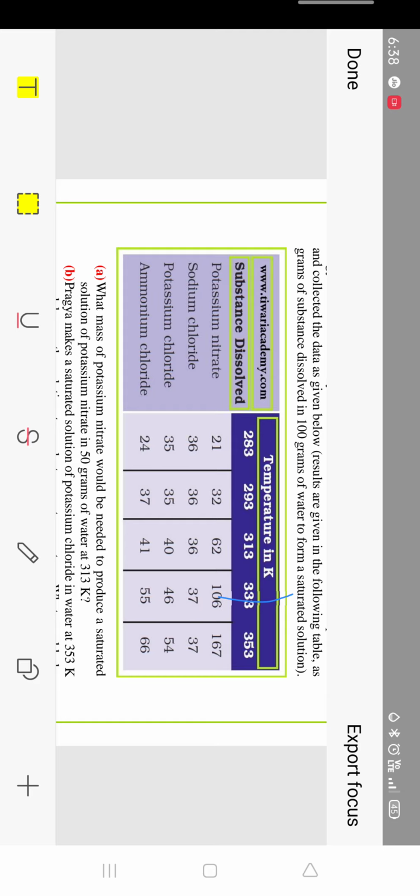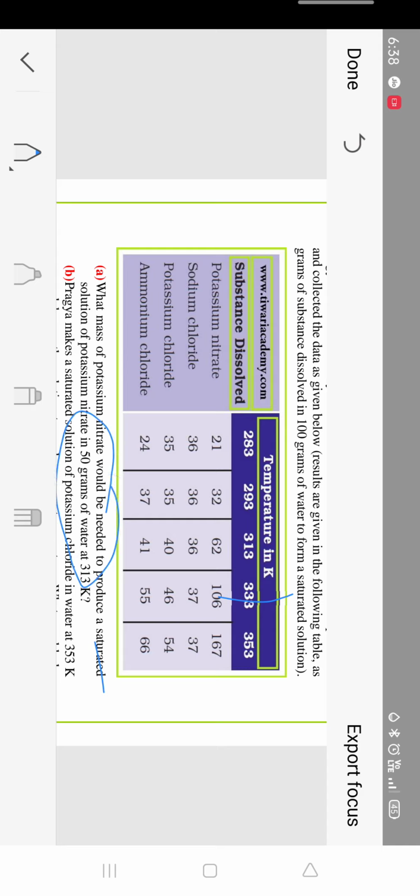Now, meaning, how much mass of potassium nitrate will be required to make a saturated solution. You have to make the saturated solution of potassium nitrate, but the amount of water, the amount of solvent, is given here, that is 50 gram, and the temperature is 313 Kelvin. So let's check. Here is the potassium nitrate and 313 Kelvin. 62 gram of potassium nitrate is given to make a saturated solution in 100 gram of water.